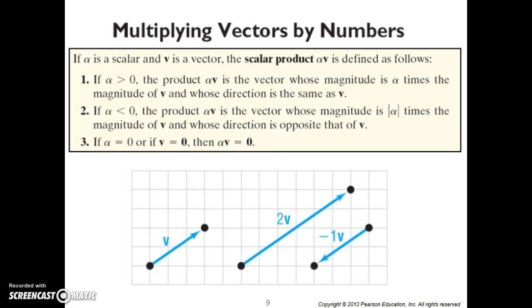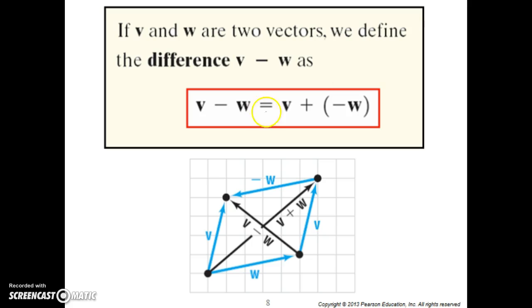Oh, I missed something. And then subtracting vectors. The simplest way I've come up with to subtract vectors is to just apply a -1 to the second vector and add them. You can see here that if you want to say V minus W, you can draw V and draw W, and then you can draw a resultant vector V minus W going in this direction, but I think that's too much to memorize.